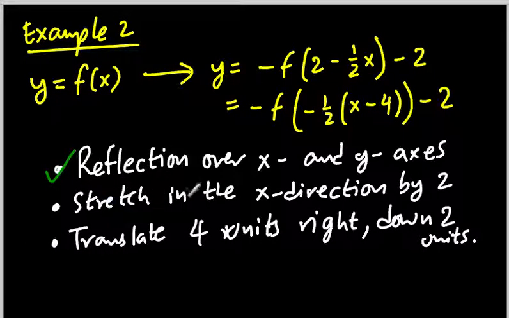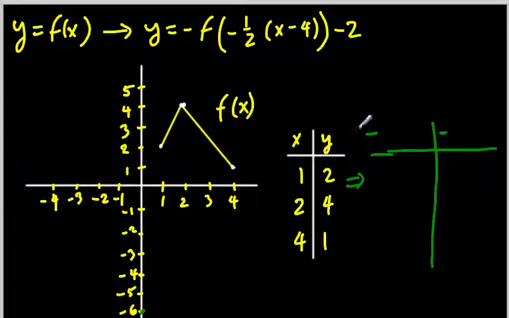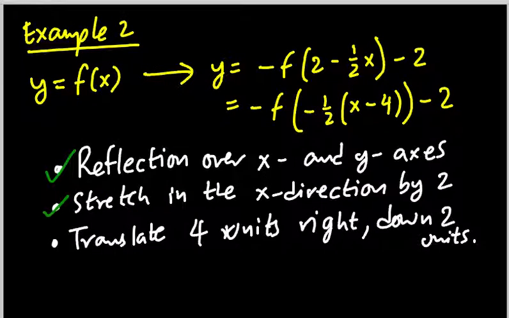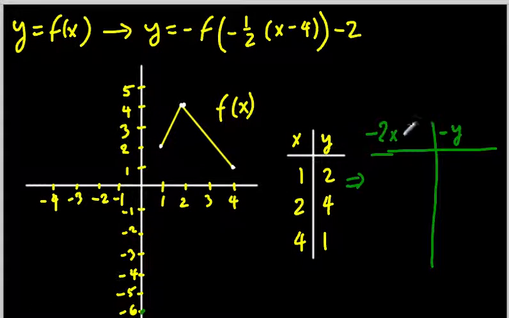Then, it says a stretch in the x direction by a factor of 2. So it's only the x. So this is going to be negative 2x. And since there's no stretch of the y's, it's simply negative y. And then finally, it's translate 4 units right and down 2 units. So 4 units right would mean plus 4 over here, and then down 2 units would be minus 2 over here.